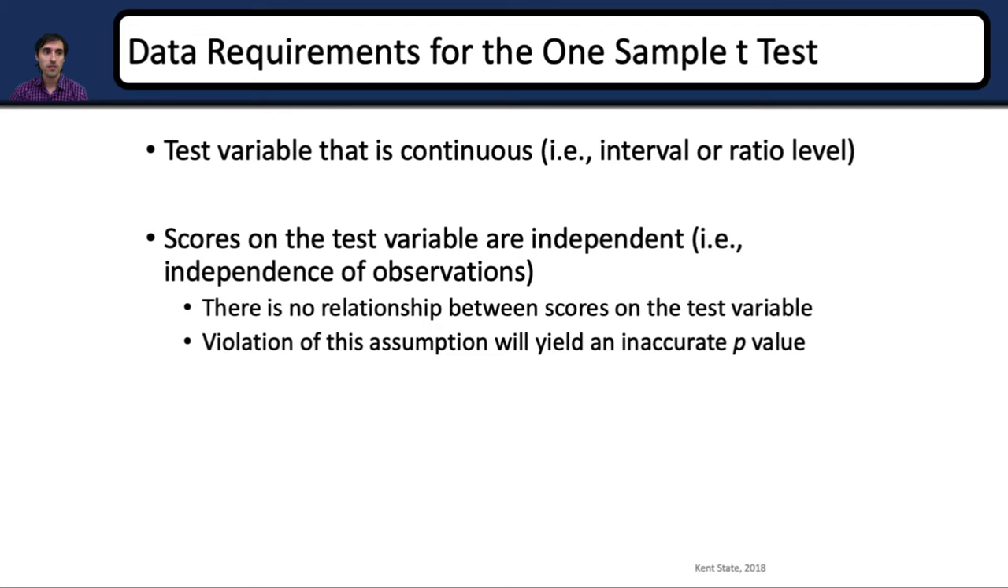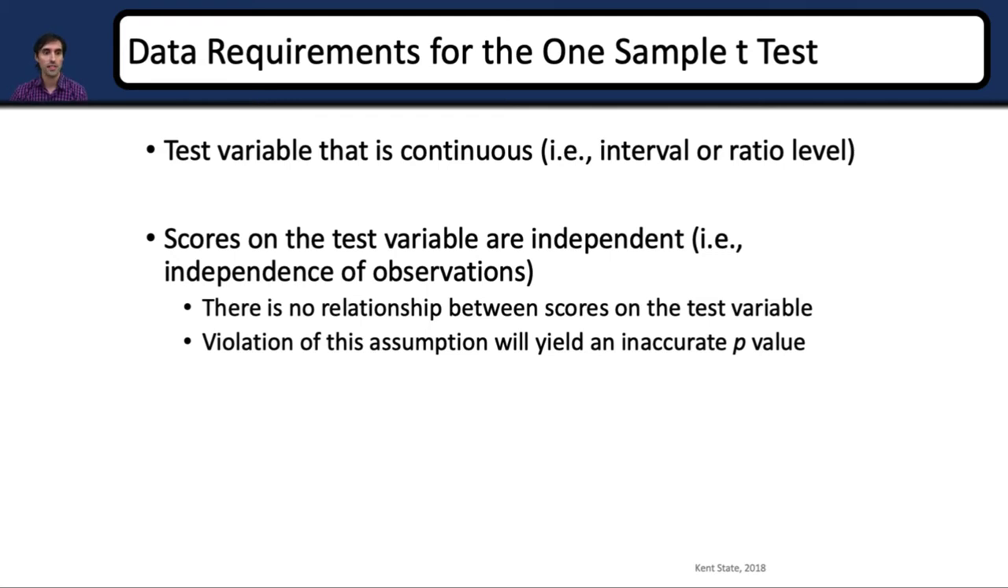So the requirements for this type of data is that the test variable must be continuous. So it's a scale, an interval or a ratio. These things can go very high, they can go very low. But again, there has to be some sort of mean with it, not a proportion.